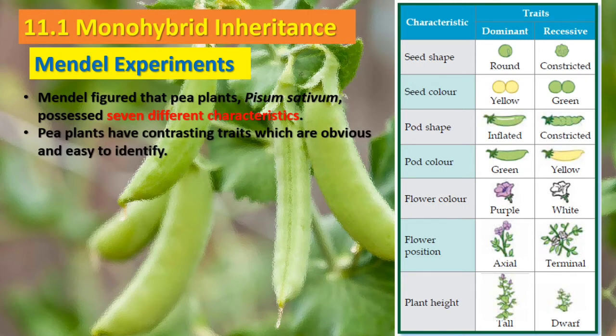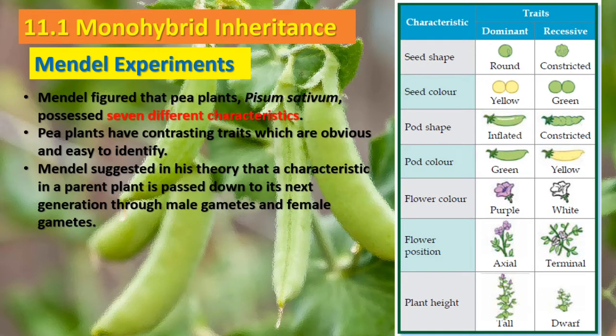Pea plant has contrasting traits which are obvious and easy to identify. So look at the characteristic of seed shape. The traits are round and constricted, so it's a contrasting trait.